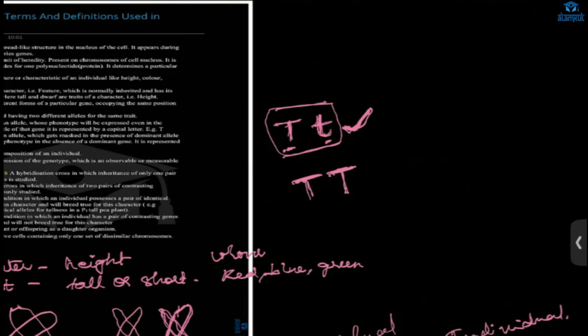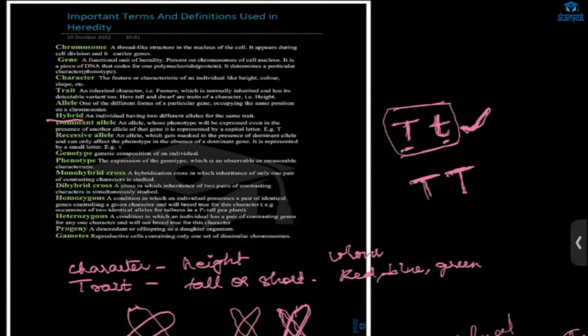Let's see the dominant allele. Here in tall and dwarfed, tall is the dominant allele and dwarfed is the recessive allele. Recessive alleles express themselves only when the dominant allele is not there. Only at that time will they speak; otherwise, they won't. They are afraid of the dominant allele. And what is genotype? The two alleles together are the genotype of the individual.